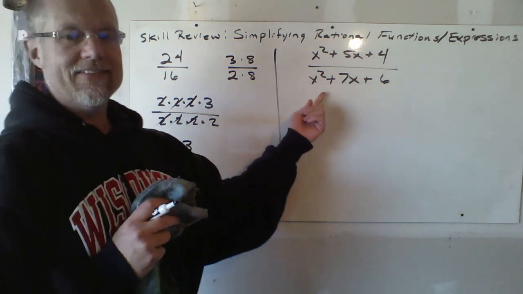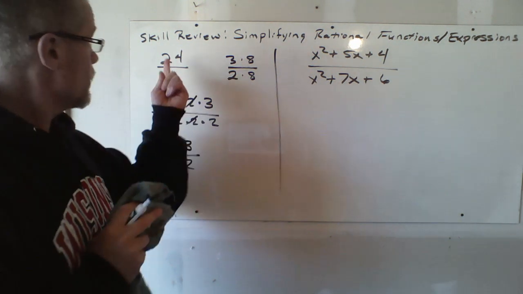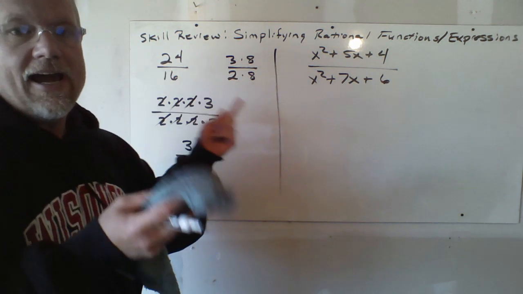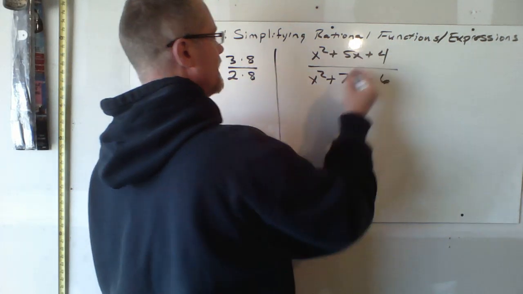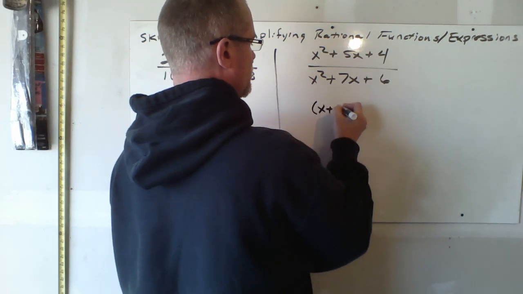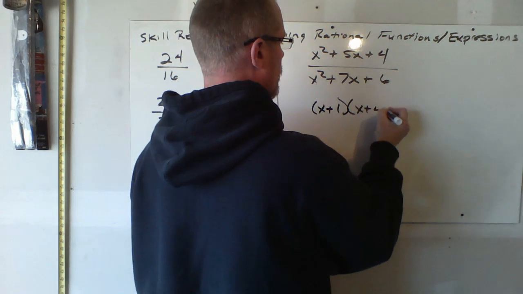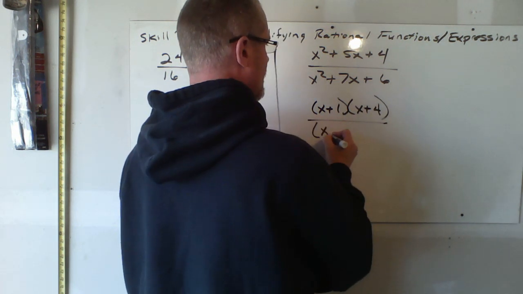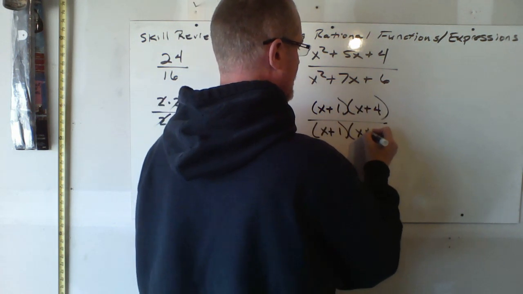Okay? So in this case over here, though, just like over here, I had to know the factors. I have to come up with the factors. So I have to write the factored form. So this is x plus 1 times x plus 4. And this one is x plus 1 times x plus 6.